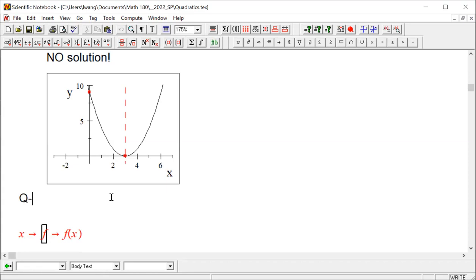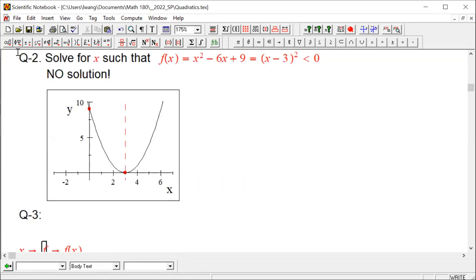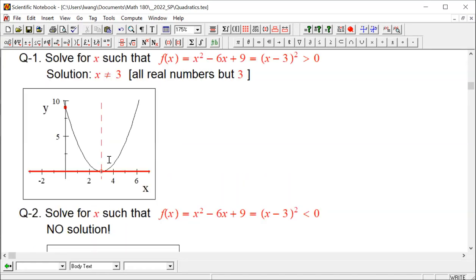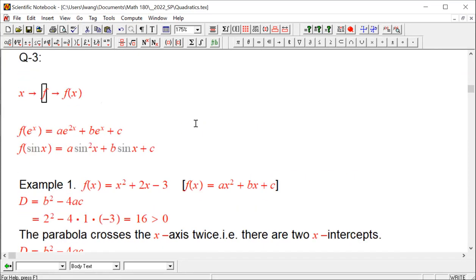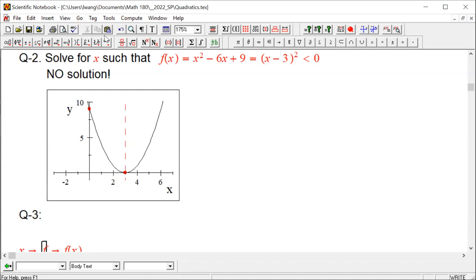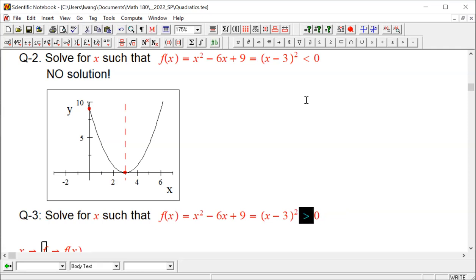How about question number 3? I need to copy this. Okay, my question number 3. This time I want to solve for x and I want this to be greater than or equal to 0. What will be the solution?